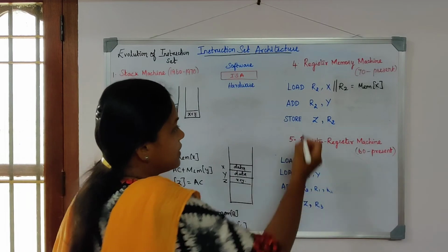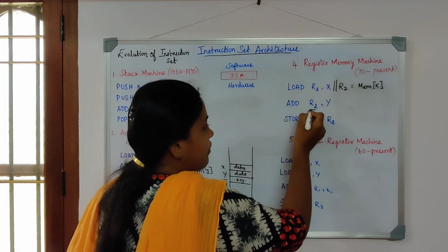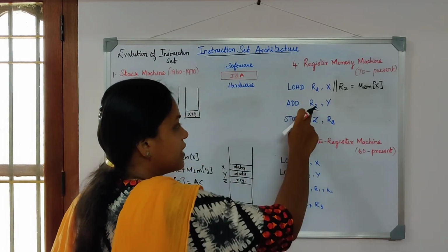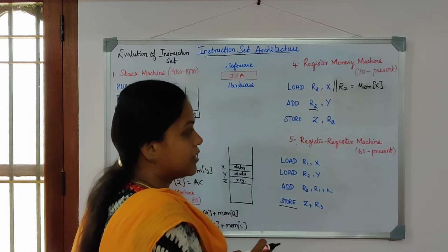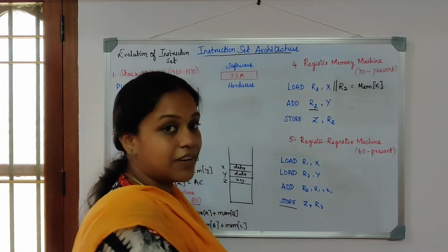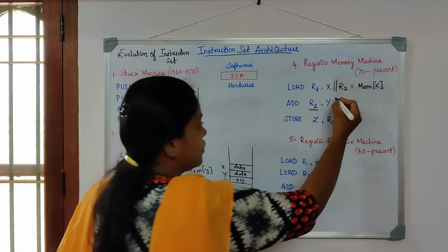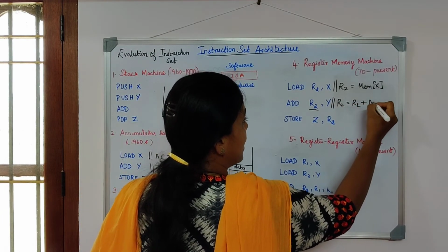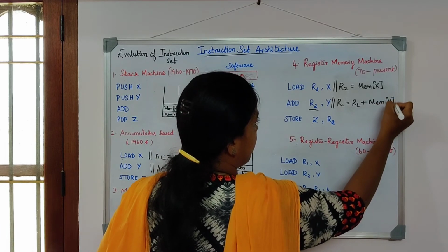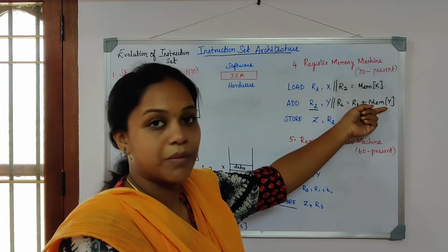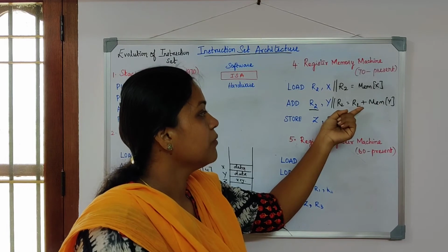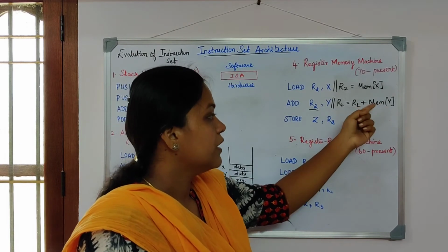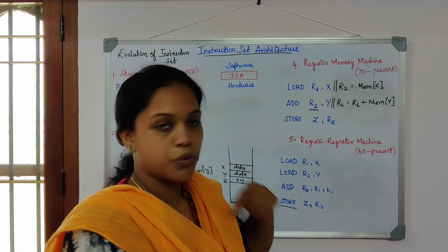Okay, and the second instruction, if you see, one operand is taken from the register, that is R2. The other operand is taken from the memory, which is at the location Y. So what will happen here? R2 is equal to R2 plus memory Y. One operand is taken from memory location Y, the other operand is taken from register R2. Both are added and placed in R2 again.